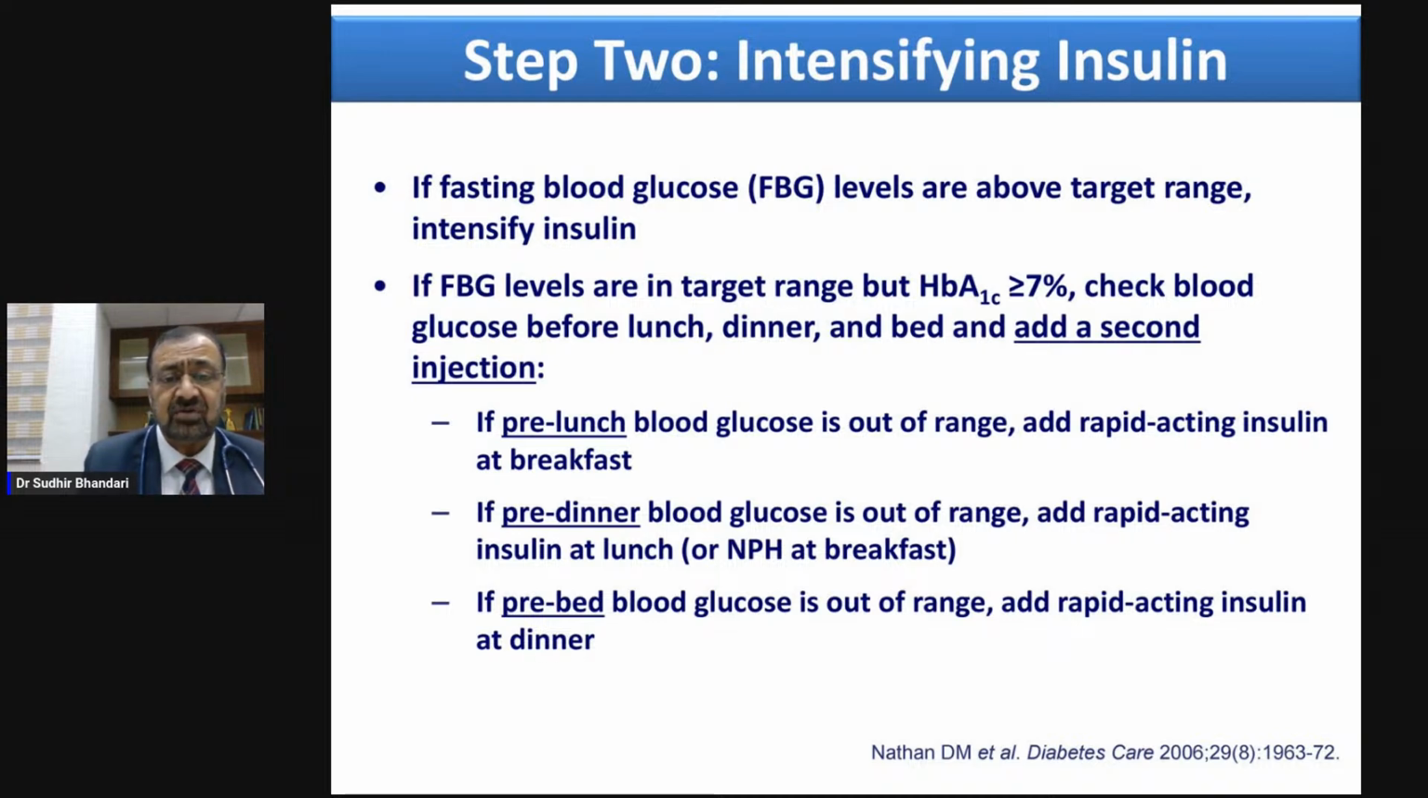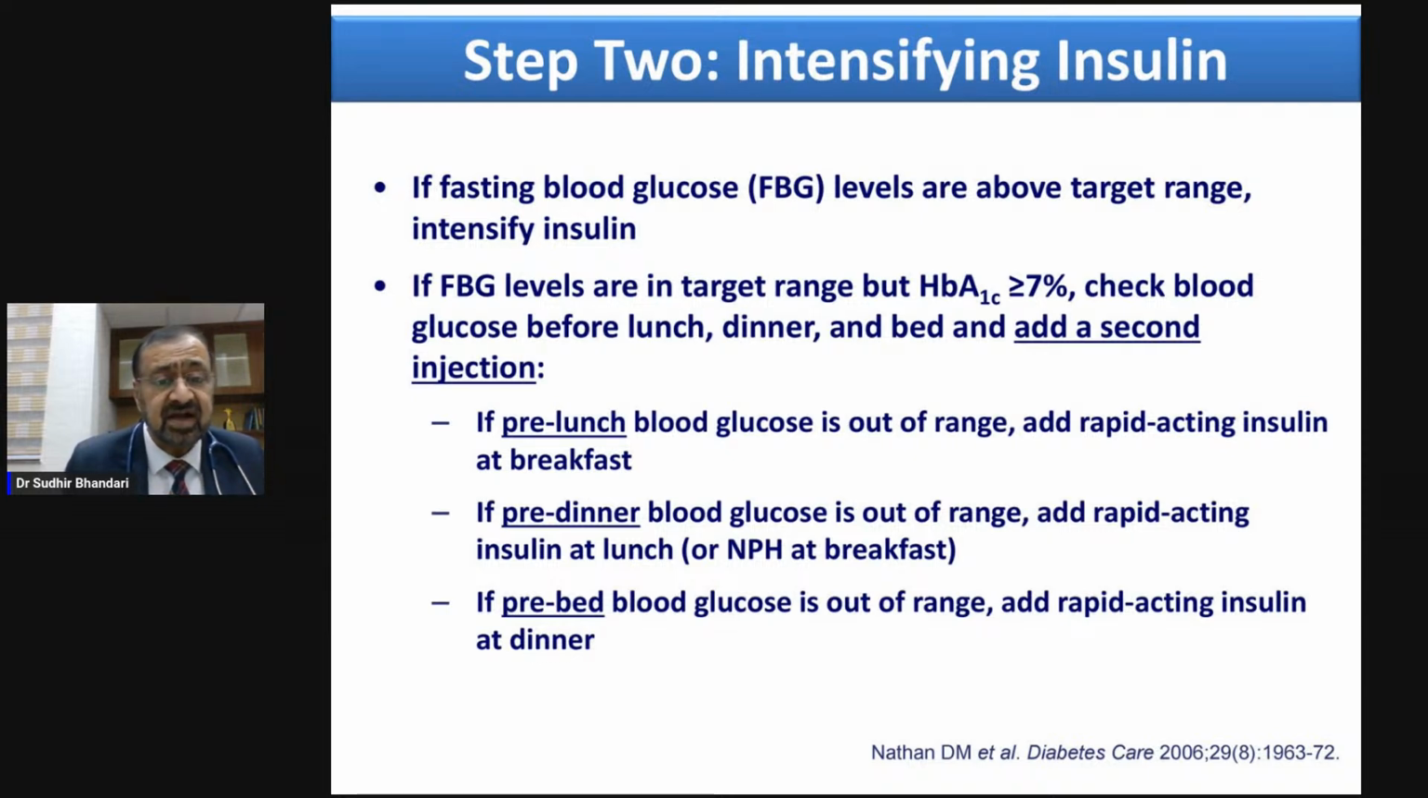If pre-lunch sugar is out of range, you need to add rapid acting insulin at breakfast. If pre-dinner blood sugar is out of range, you need to add rapid acting insulin at lunch. You need to be very careful about it. And if your pre-bed blood glucose is out of range, add rapid acting insulin at dinner. So you need to be very careful.